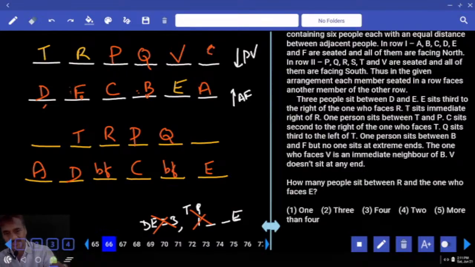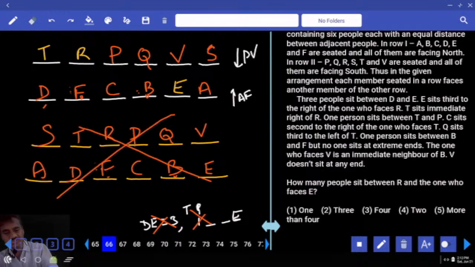Then coming back to this one, now V must be at this place. V is here. Then B must be at this place. Now B is here, F is here. Now S is here. Then V does not sit at any one of the extremity. Now here in the second case, V is an extremity. This is ruled out. Now we are left with this case.